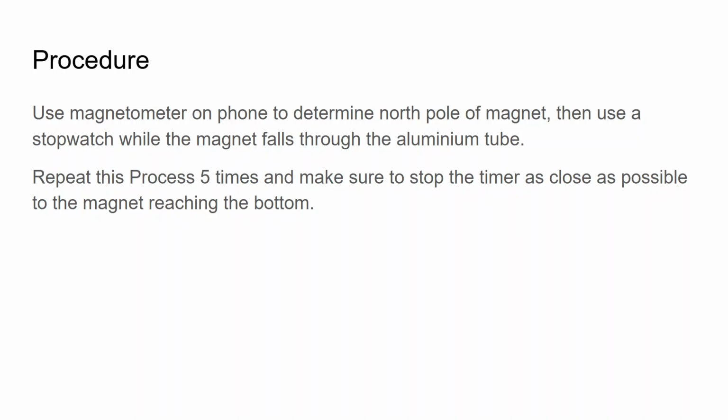The procedure: use a magnetometer on a phone to determine the north pole of a magnet, and then use a stopwatch while the magnet falls through the aluminum tube. Repeat this process 5 times and make sure to stop the timer as close as possible to the magnet reaching the bottom.